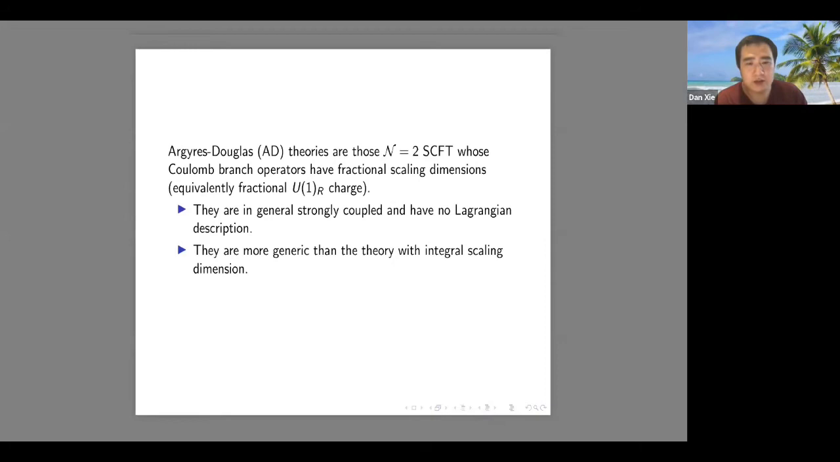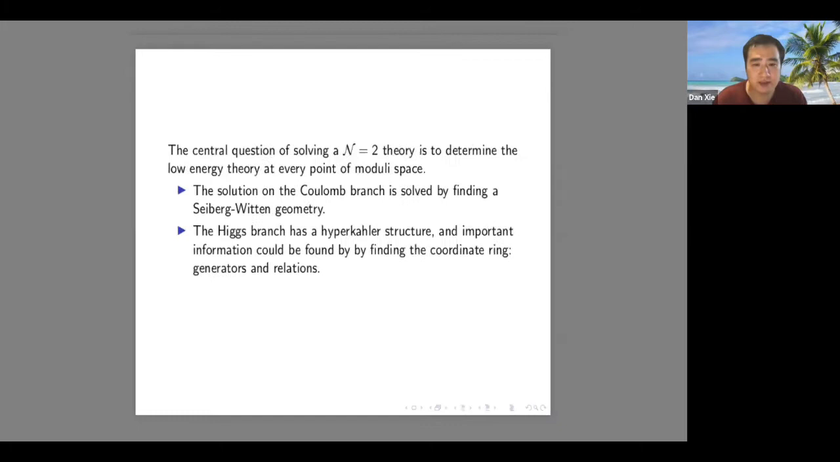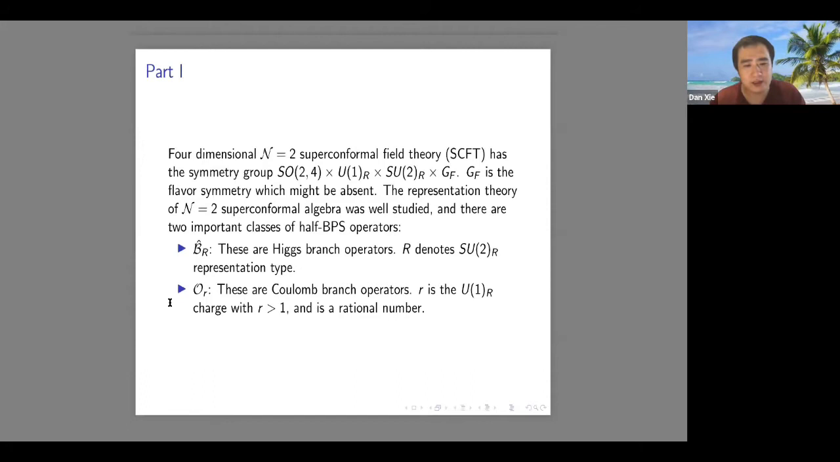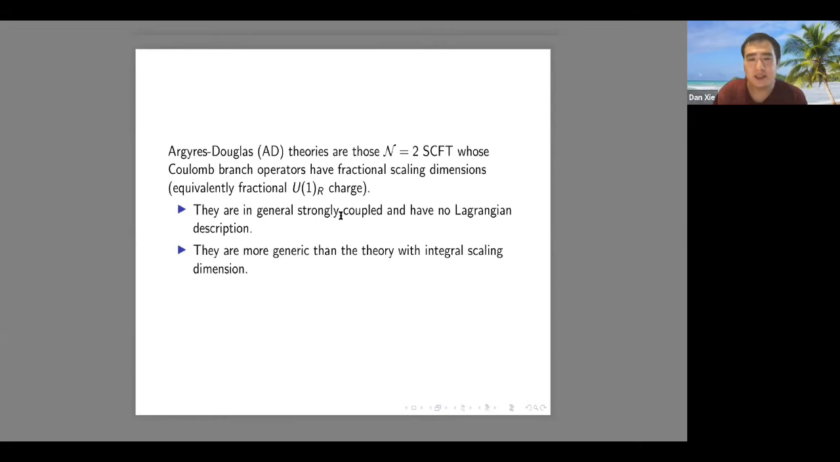And here I'll talk about the class of theories which are called the Argyres-Douglas theories. I don't think there is a formal definition of what it is, but one of the distinguishing features of this class of theories is that the Coulomb branch operators have a fractional scaling dimension, not integral. So that's the distinguishing feature of this class of theories.